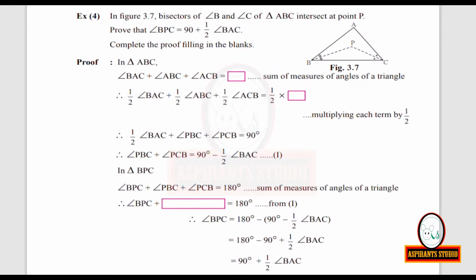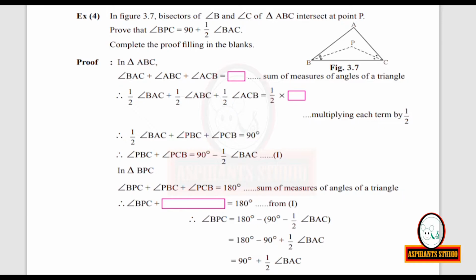Example 4. In figure 3.7, bisectors of angle B and angle C of triangle ABC intersect at point P. Prove that angle BPC is equal to 90 degrees plus half of angle BAC. Complete the proof filling in the blanks. Coming to the proof.